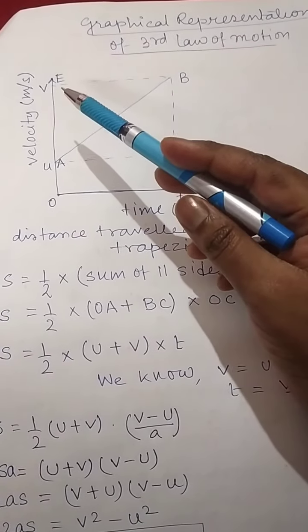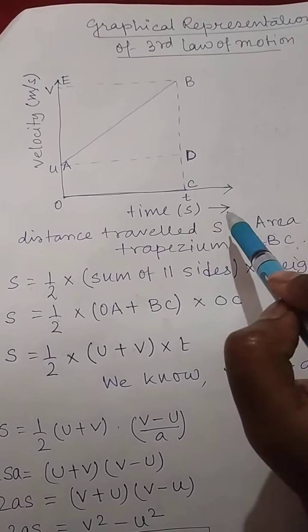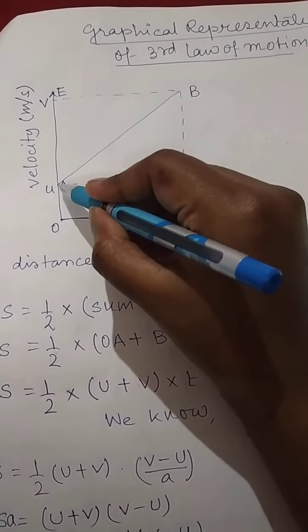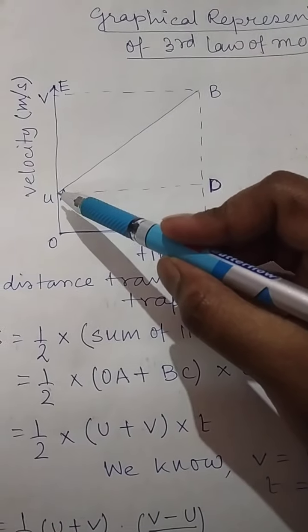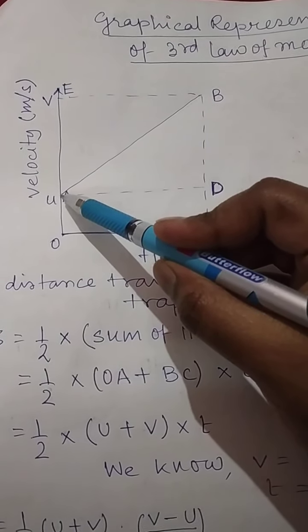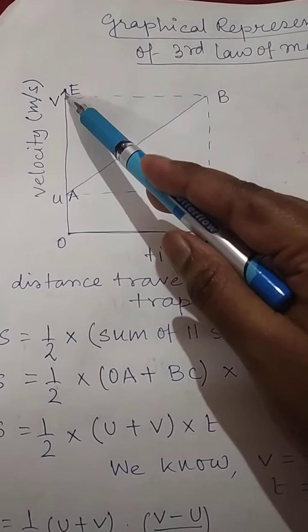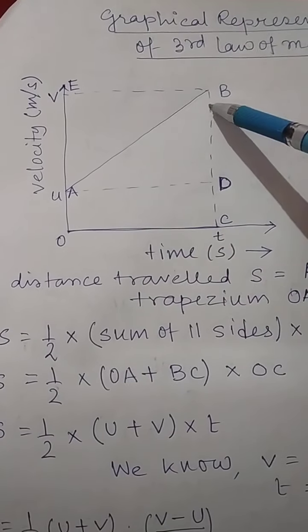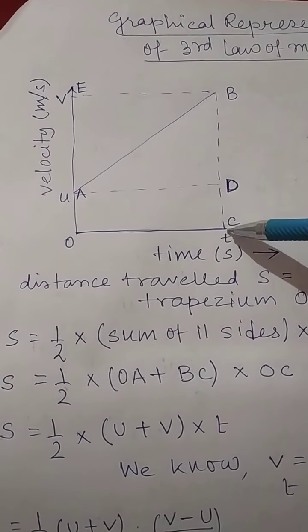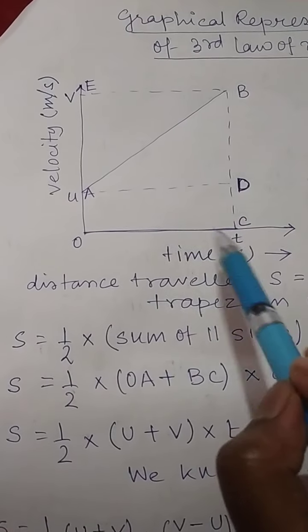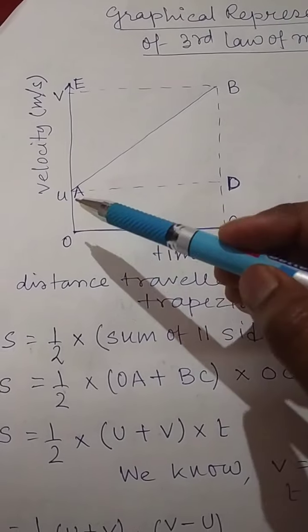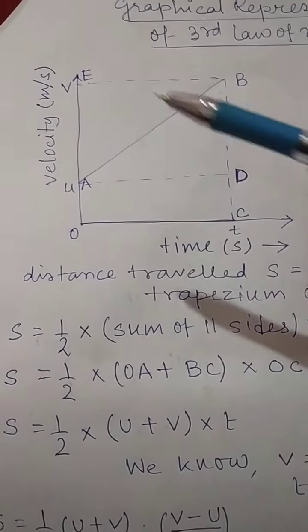Velocity is on the y-axis and time is on the x-axis. So this is the graph. It is a straight line graph starting from a certain velocity u, which is the initial velocity, and the final velocity is v. The time taken to reach the final velocity is time t. So here OC is the time t, OA is the initial velocity, and OE is the final velocity.